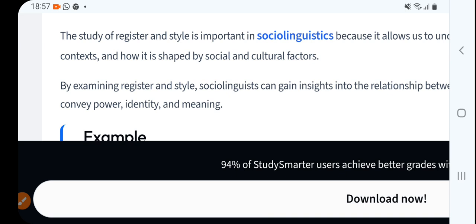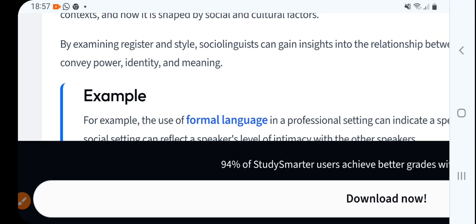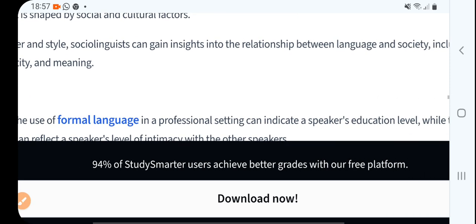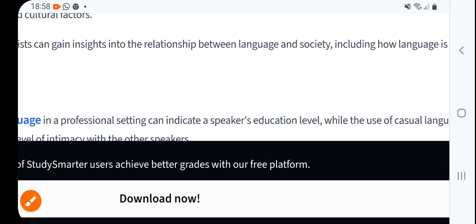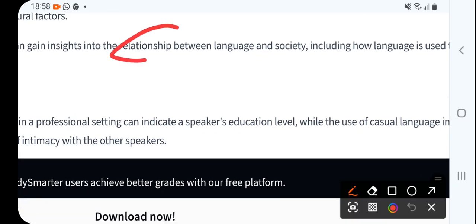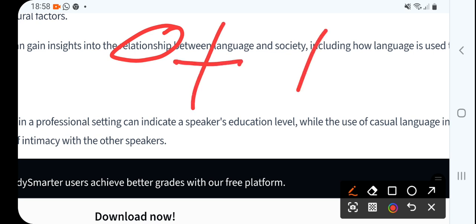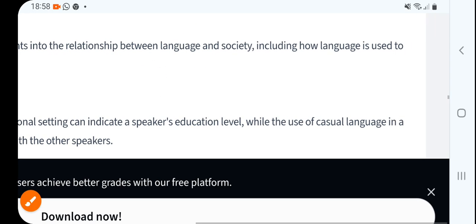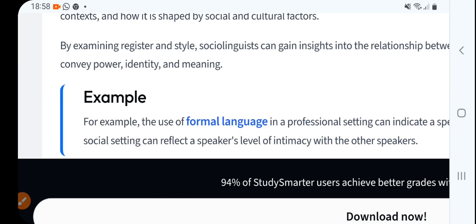How it is shaped by social and cultural factors, meaning the culture, how to sit, how to speak, what to speak, how long, how loudly we can speak, all these factors. By examining register and style, sociolinguists can gain insights into the relationship between language and society. Very important, the relationship between language and society, including how language is used to convey power, identity and meaning.